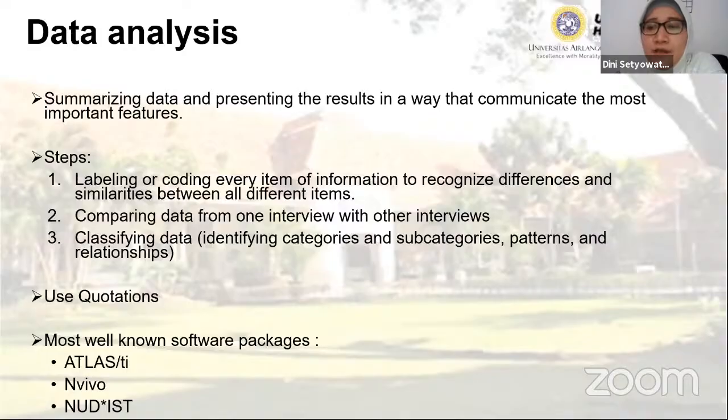Basically, what we will do in data analysis is summarizing data and presenting the result to show the important features. First, we label or code each piece of data. It can be idea, concept, and so on. We can start with a summary of the text, then we compare codes, looking for consistency, differences, patterns, and so on. We then should look for categories and subcategories and build connection within categories and between categories. This will provide information relevant to the topic and help to clarify the research question.